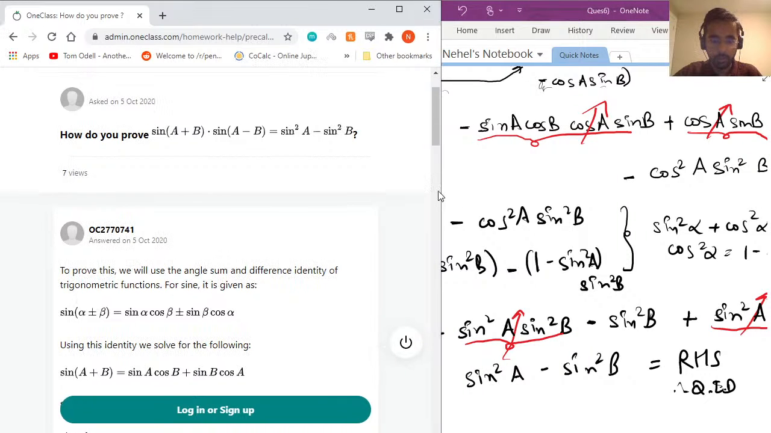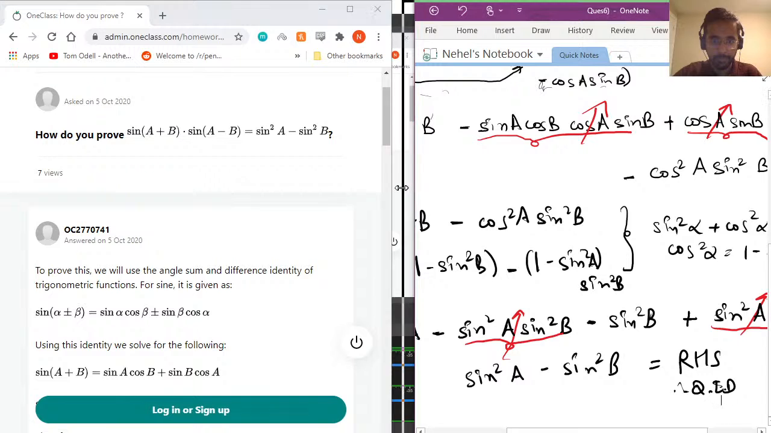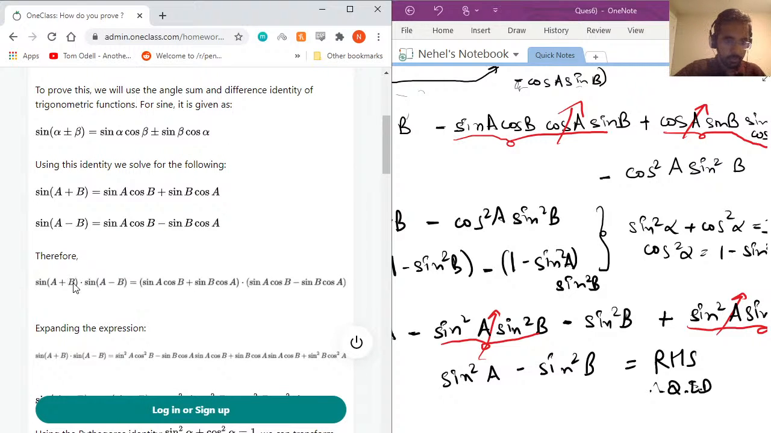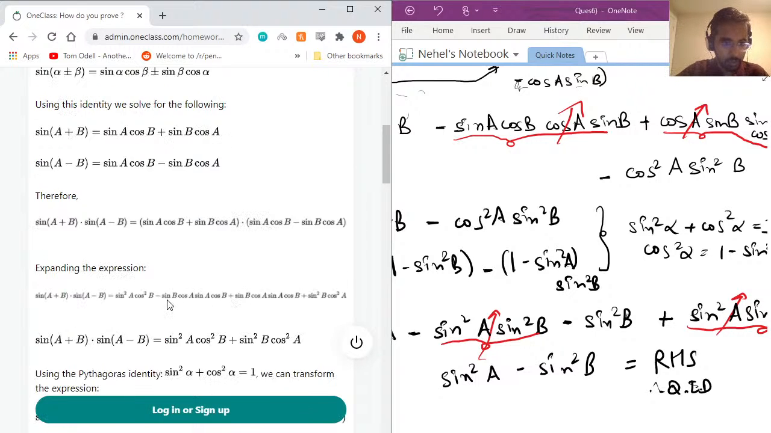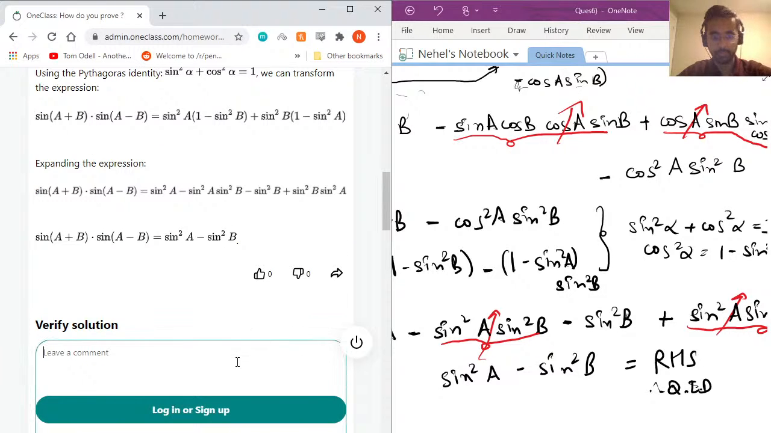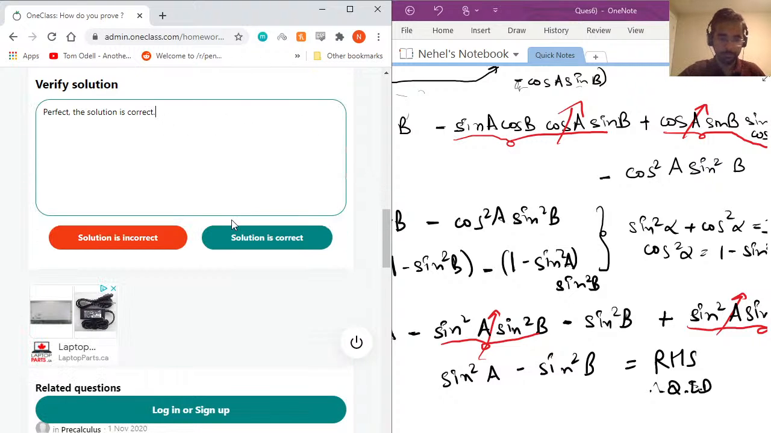So let's see what this solution says. Okay, to prove we will use the angle sum and difference identity. Perfect. Based on that, we expand this, then we multiply all the terms. We're left with this. When they cancel out, we substitute for cos square. It's correct, and then we cancel out. Perfect. The solution is correct. Okay, next up.